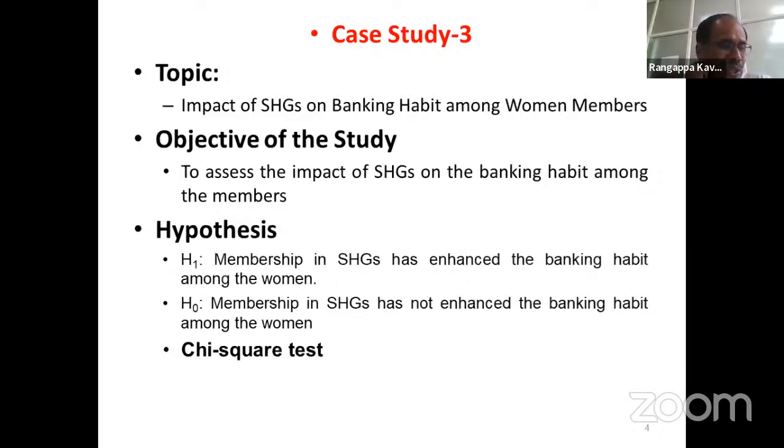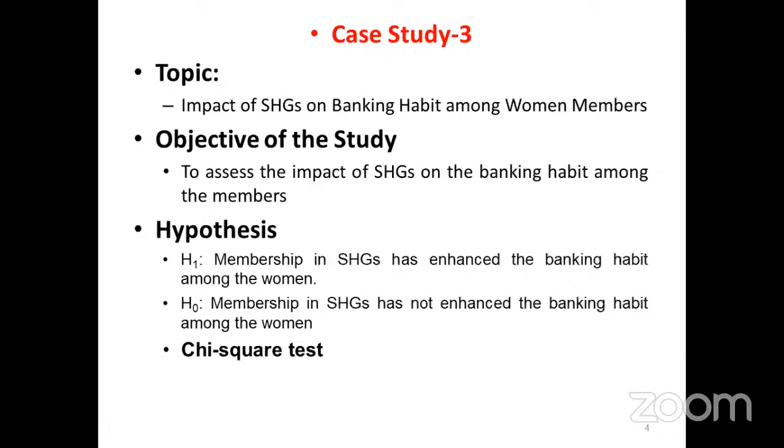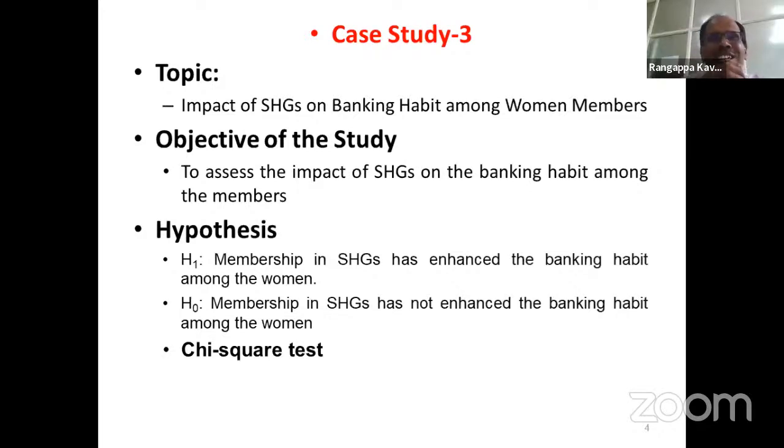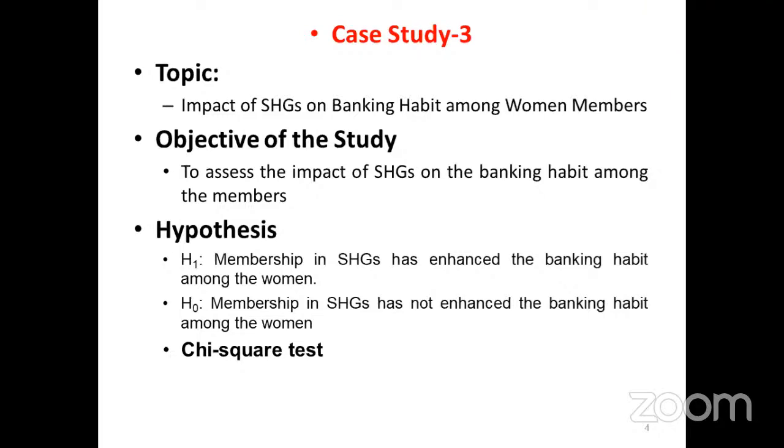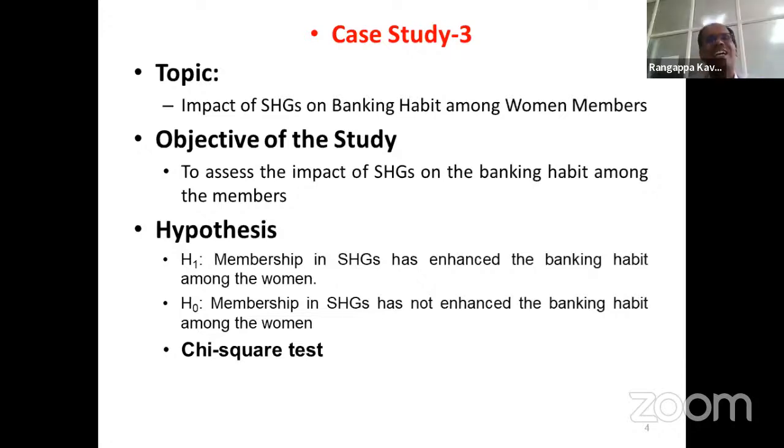Only thing you have to understand: our focus is on how self-help groups are helping in inculcating the banking habit, but my focus is on which test is useful in this kind of situation, right? Even if we explain in this way also, the chi-square test is relevant, right? Right, madam? Hello? Am I right, madam? Chi-square. Yes, sir. Even in this context also, chi-square test is relevant.